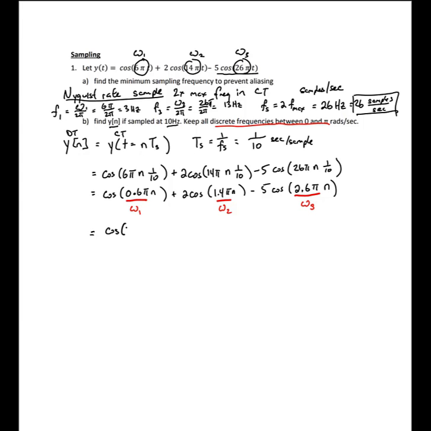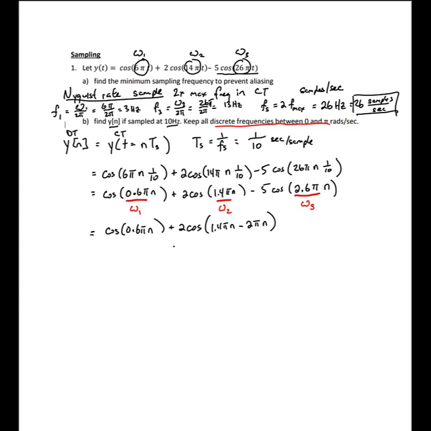So we could write this equally well by, we want to somehow bring this down to within 0 to pi. So we could say this, 1.4 pi n minus multiples of 2 pi n.